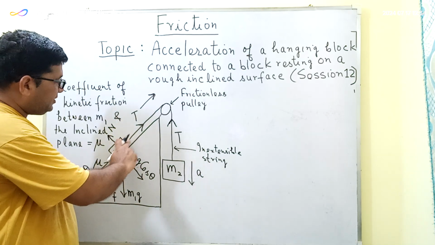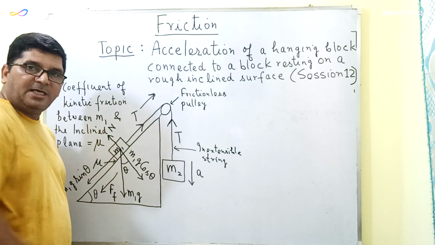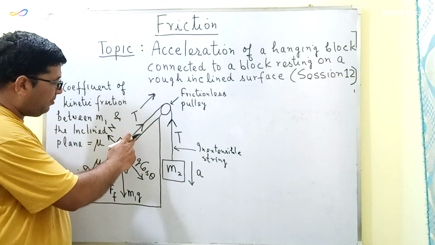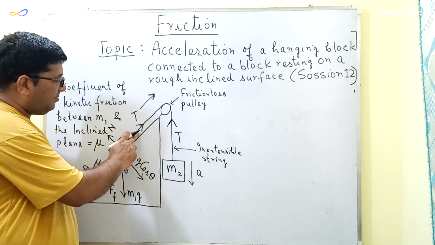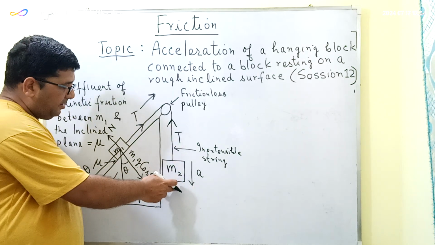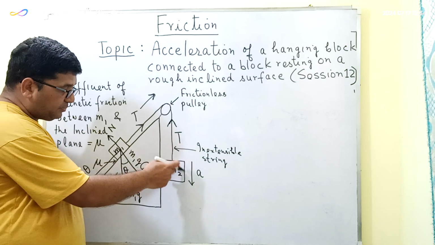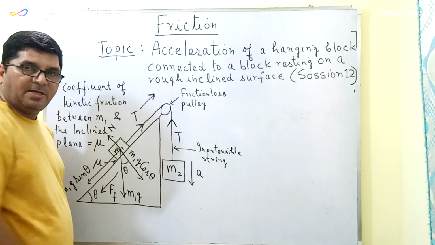Now these two blocks are connected by a common string. We know that the tension always acts away from the body, so the tension for this block will be acting in the direction indicated by this arrow, and the tension for this block of mass m2 will be acting in the direction indicated by this arrow.